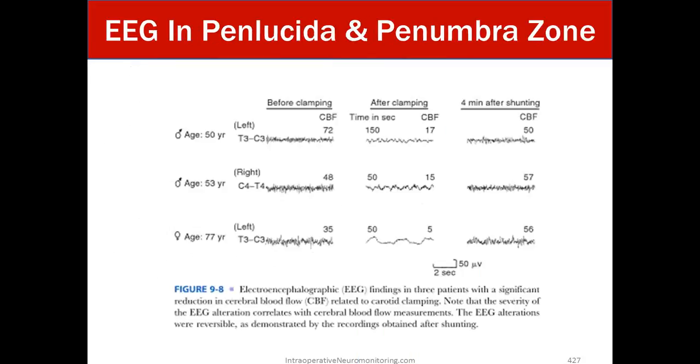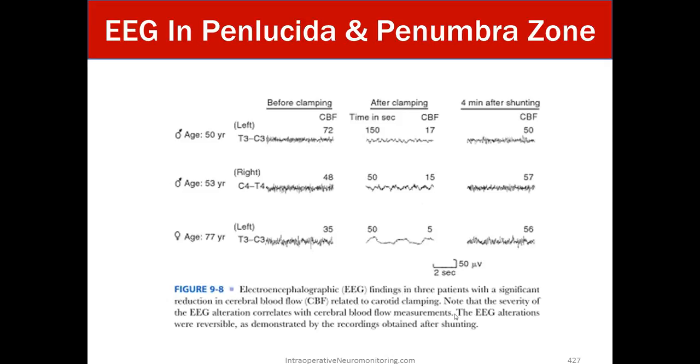So EEG in penlucida and penumbra zones. We have a 50-year-old before clamping, after clamping, and 4 minutes after shunting. Another patient on the right, same deal, and on the left, same deal. Here we're looking at the cerebral blood flow, the time it takes, and then how long till after shunting. So we can see that the lower the cerebral blood flow, the worse our EEG is going to look, and the time it takes to get to that point is much sooner.